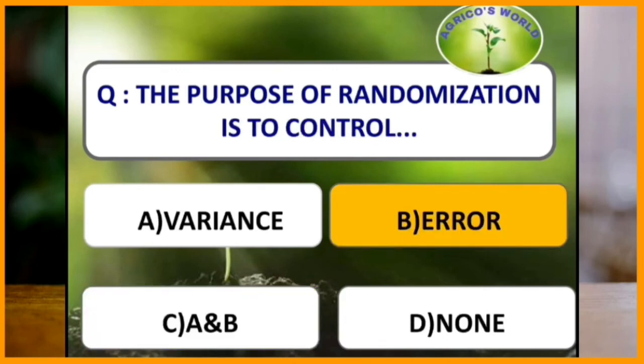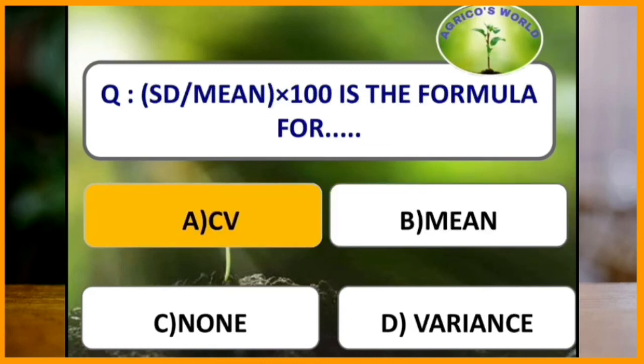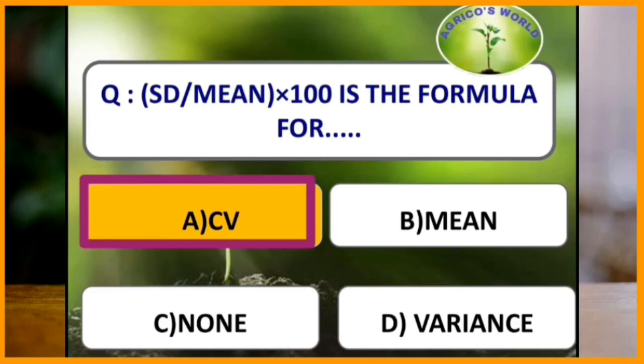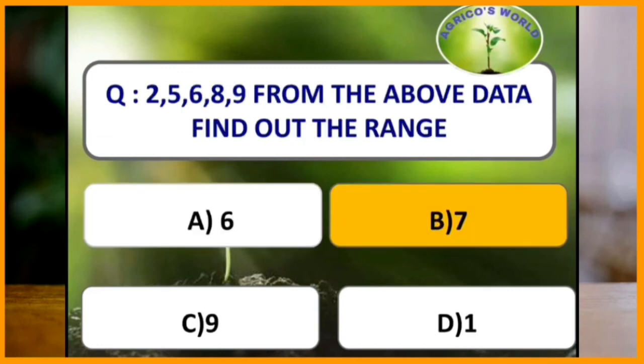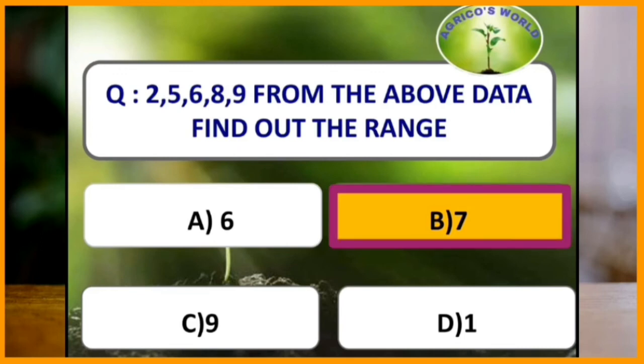The purpose of randomization is to control which of the following? The purpose of randomization is to control error of an experiment. Standard deviation by mean whole multiplied by 100 is the formula for which of the following? It is the formula for coefficient of variation. From the given data, 2, 5, 6, 8, 9, what is the range? Range is highest value minus lowest value. Here the highest value is 9 minus 2. So the range of the data is 7.